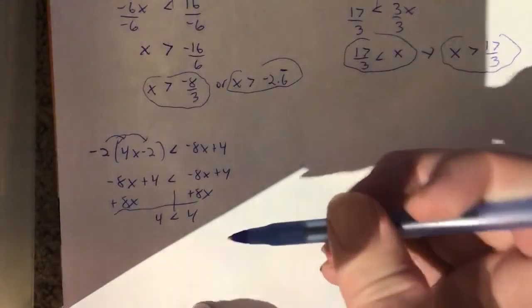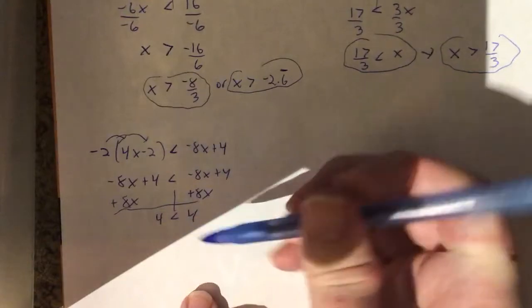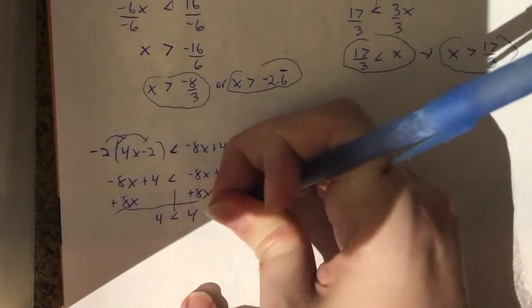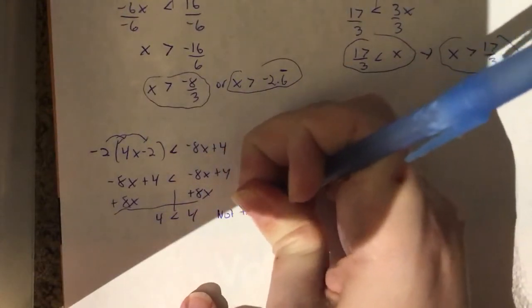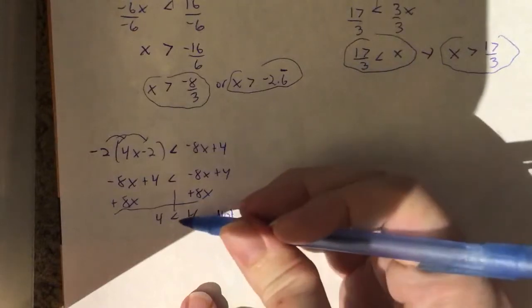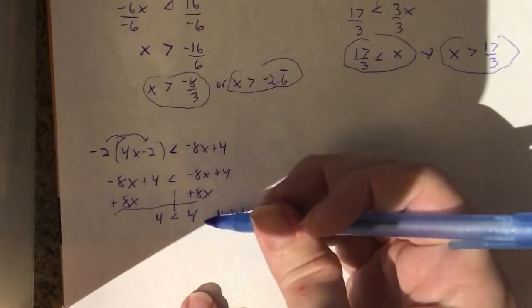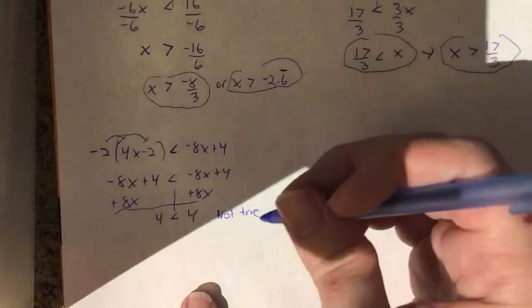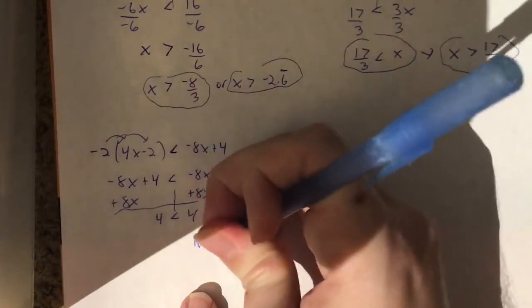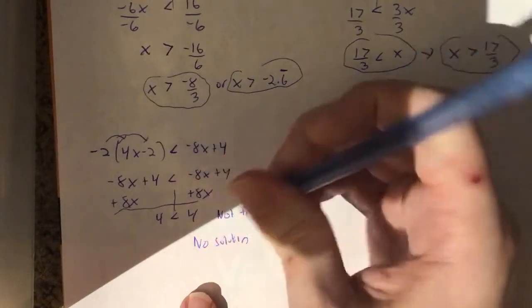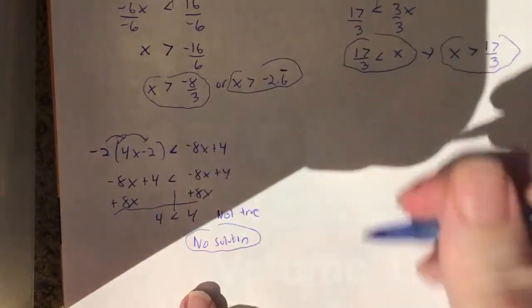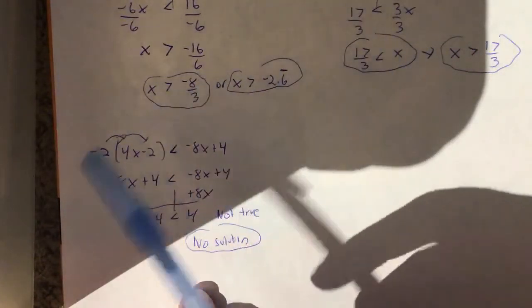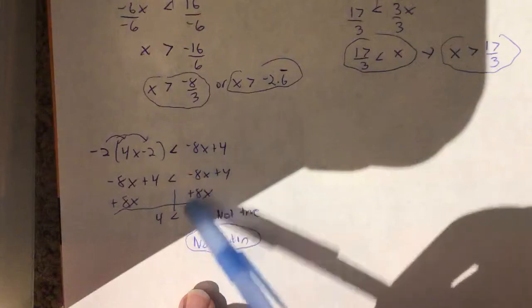However, 4 less than 4, this is not true. 4 equals 4 would be true. 4 is not less than 4. 4 could be less than or equal to 4, but 4 is not less than 4. So since this is not true, this will be no solution. So no answer works. I can't take any value and substitute it in to make this true.